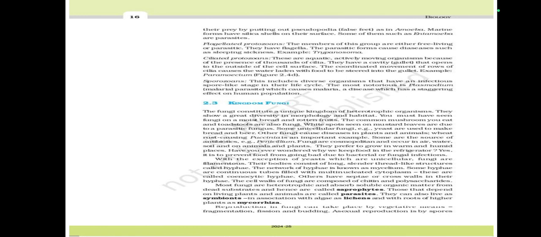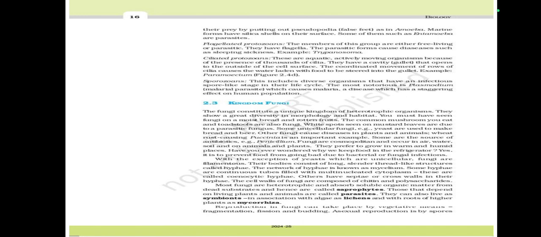Sporozoans. This includes diverse organisms that have an infectious spore-like stage in their life cycle. The most notorious is Plasmodium, the malarial parasite, which causes malaria, the disease which has a staggering effect on the human population.